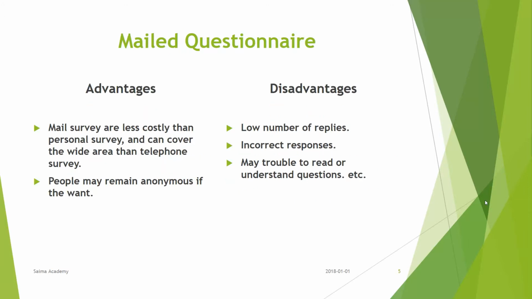Second is the mail questionnaire, and again we will discuss some advantages and disadvantages of the mail questionnaire. Mail surveys are less costly than personal surveys, right? And they can cover a wider area than telephone surveys. You can send mail wherever you want. People may remain anonymous if they want. Suppose you receive the answers to the questions you have sent, and the people do not want to mention their names, so they may remain anonymous. These are the advantages.